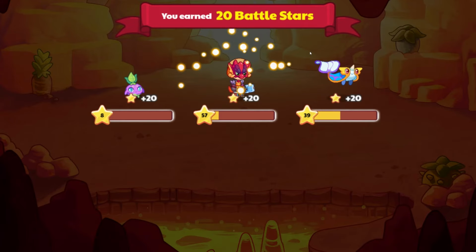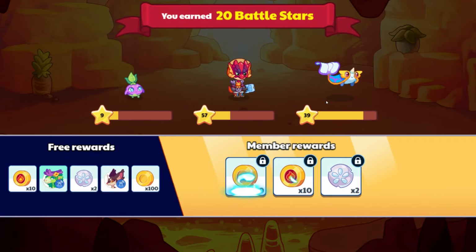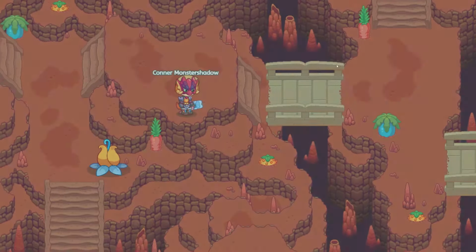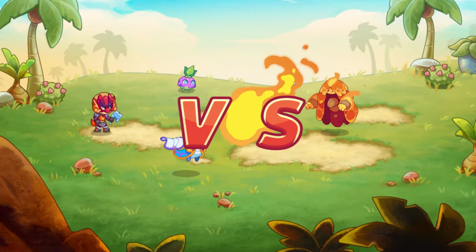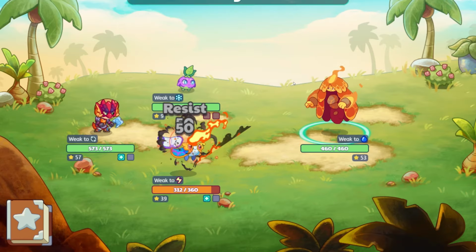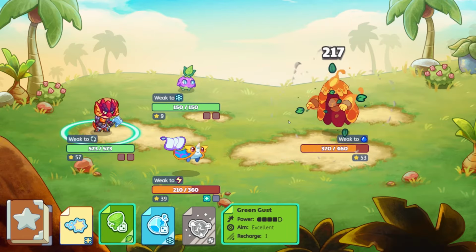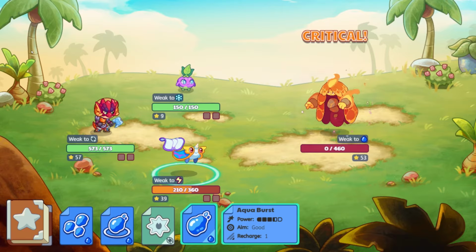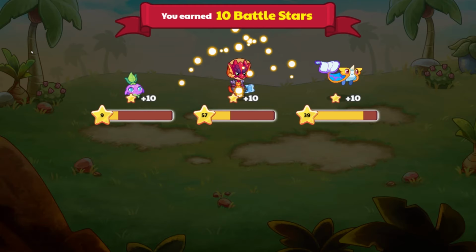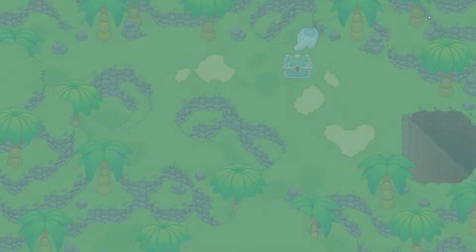Nice. Leaf Spiral has been learnt. Alright, continue. Now we have to get the Boots of Hot Walk here. Uh-oh. The Guardian. Fire Creator. So if Cuddlefin hits, this will be over pretty quickly. Green Gust. There we go. And then Aqua Burst. And awesome. Okay. Cuddlefin is going to be max level after this next one. I'm going to have to decide what I want to do.